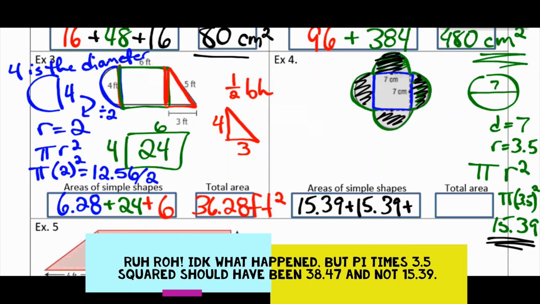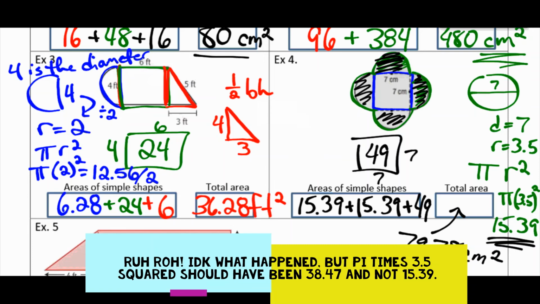plus the area of the middle. That's a rectangle or a square that has a length and a width of 7. So the area there is 49. So my final area is 79.78 centimeters squared. The 2 full circles plus the square, that's 1 full circle, and that's another full circle, plus the square in the middle gives me that total area. You split it into shapes that you can recognize, then put them back together.